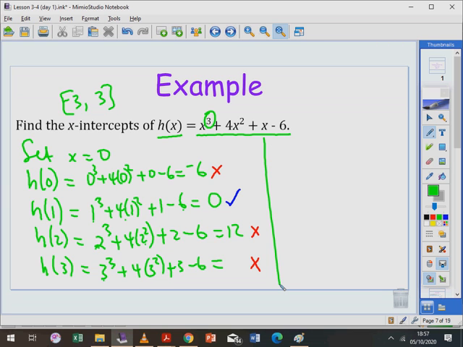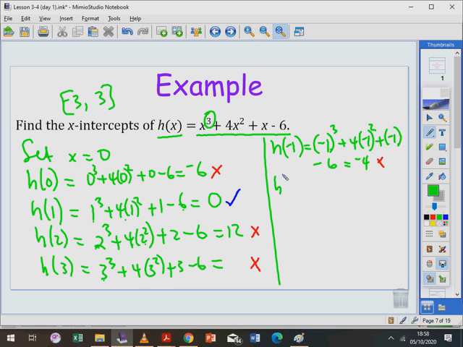So since I've tried 0 to 3, I'm going to go to the other side of the x-axis. I'm going to try -1. So that's (-1) cubed plus 4 times (-1) squared plus -1 minus 6. (-1) cubed is -1, (-1) squared is 1, times 4 is 4, minus 1 is 3. 3 minus 1 is 2, 2 minus 6 is -4, that is not an intercept either.